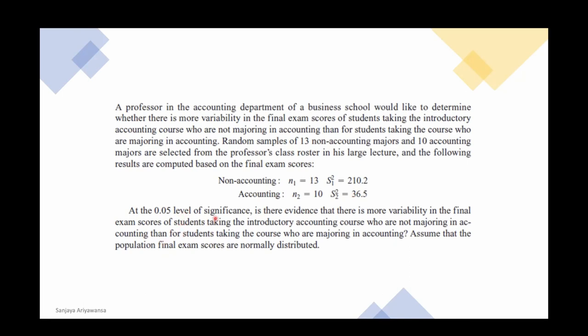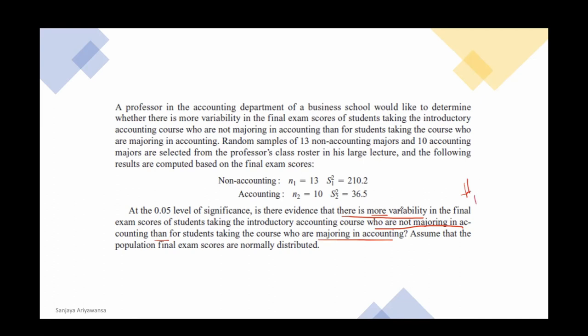At the 0.05 level of significance, is there evidence that there is more variability in the final exam scores? Now, this is how you identify your alternative hypothesis. Is there evidence that there is more variability in the final exam scores of students taking the introductory accounting course who are not majoring in accounting than for students taking the course who are majoring in accounting? Now, this is a long sentence through which you have to identify what H1 is. That's what you have to identify.